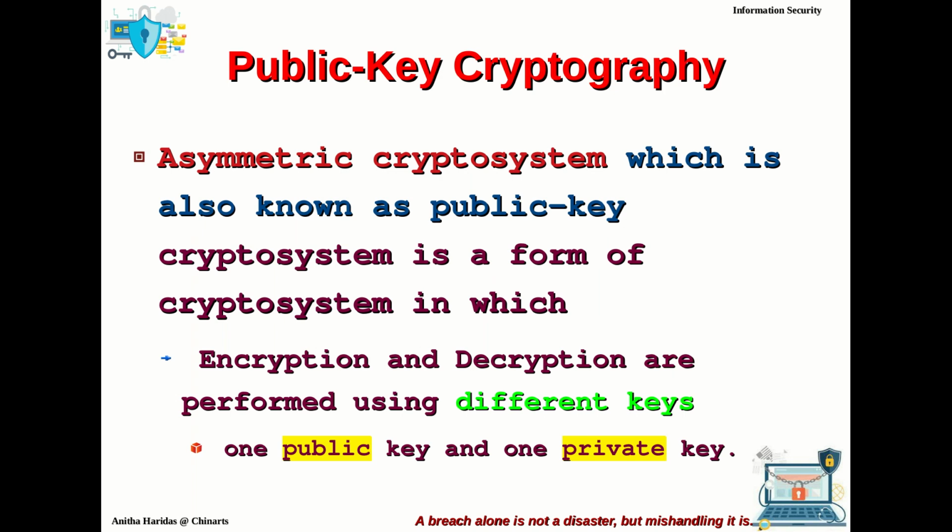Public key cryptography, all of us know, is also known as an asymmetric crypto system, and it is a form of crypto system in which the encryption and the decryption are performed using different keys, whereas in the symmetric key crypto system, both encryption and decryption are performed using the same key, which will generally be a shared key between the sender and receiver. But here it uses different keys. So one public key and one private key will be used for encryption and decryption. So that is why we call it asymmetric.